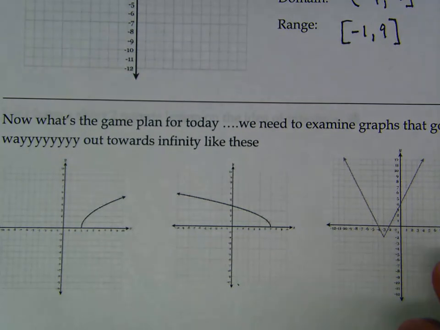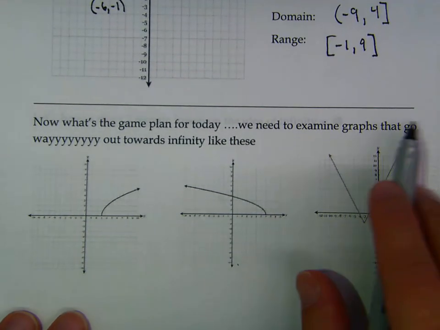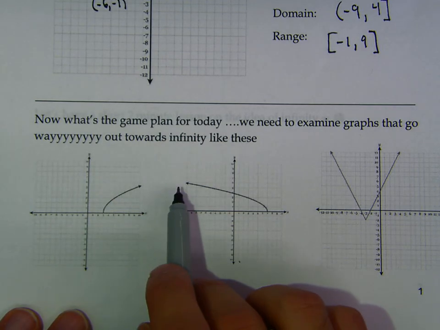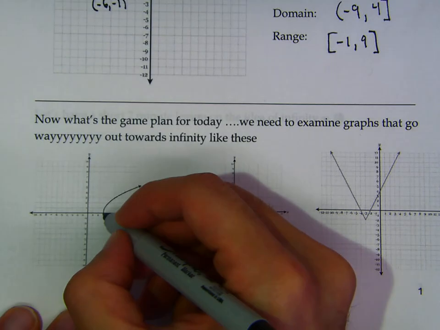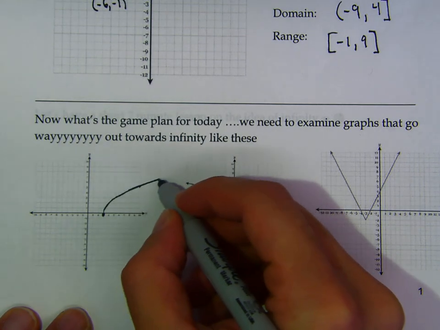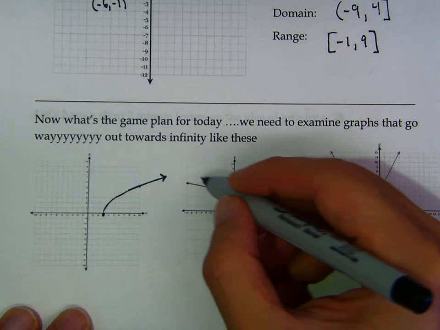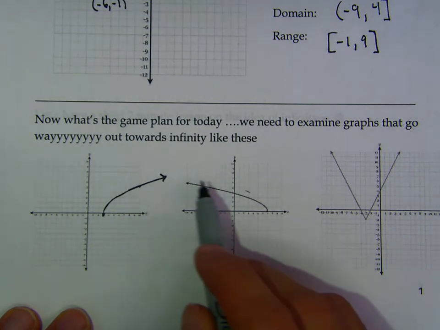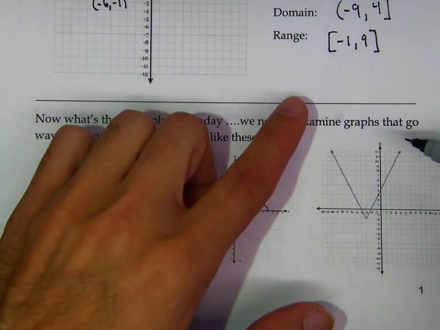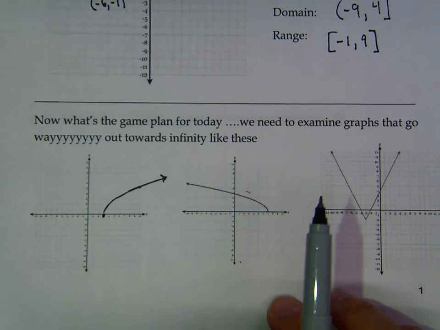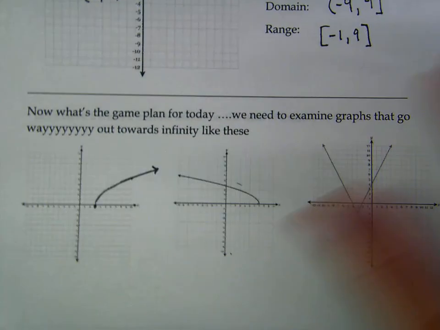Now let's go through the main part of the lesson. What is the game plan today? We need to examine graphs that go all the way towards the infinities. If you have this graph over here, notice that this arrow is saying that the pattern continues like this. The pattern continues like that. It's going all the way to the right. It's going all the way to the left. It's going all the way up. So notice we have to talk about this idea of infinity to get a better understanding of how to show the domain and range for these graphs.